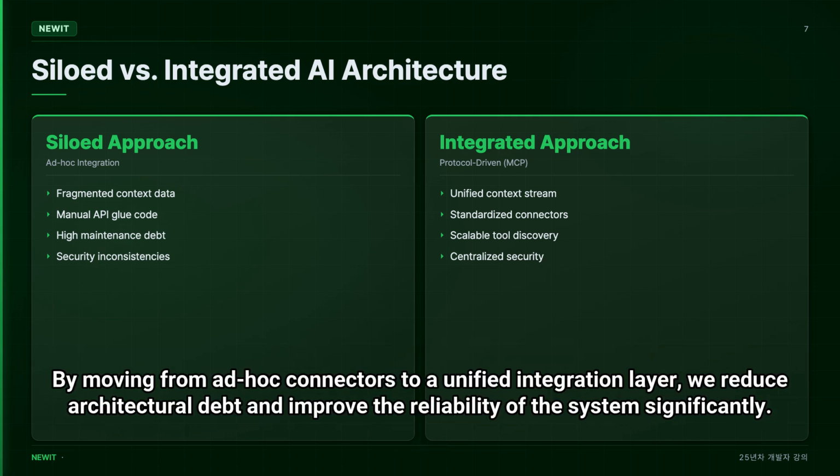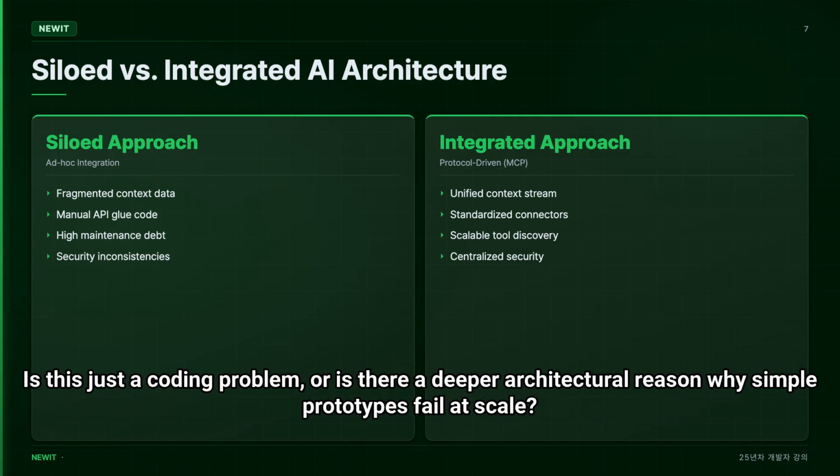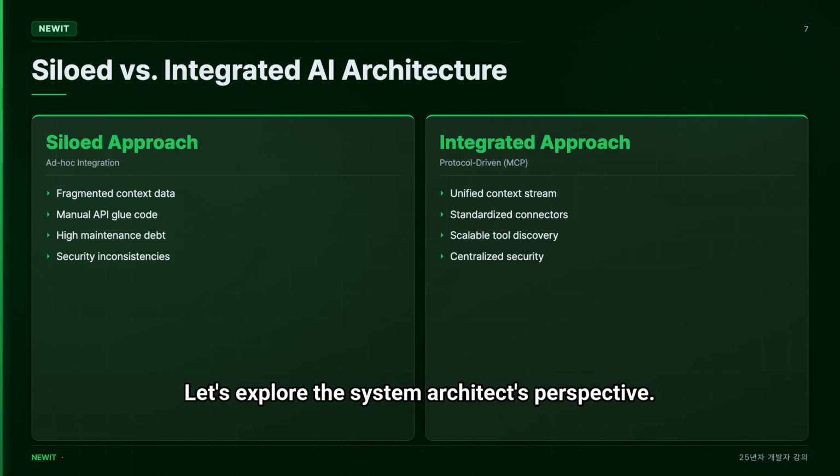By moving from ad hoc connectors to a unified integration layer, we reduce architectural debt and improve the reliability of the system significantly. Is this just a coding problem, or is there a deeper architectural reason why simple prototypes fail at scale? Let's explore the system architect's perspective.